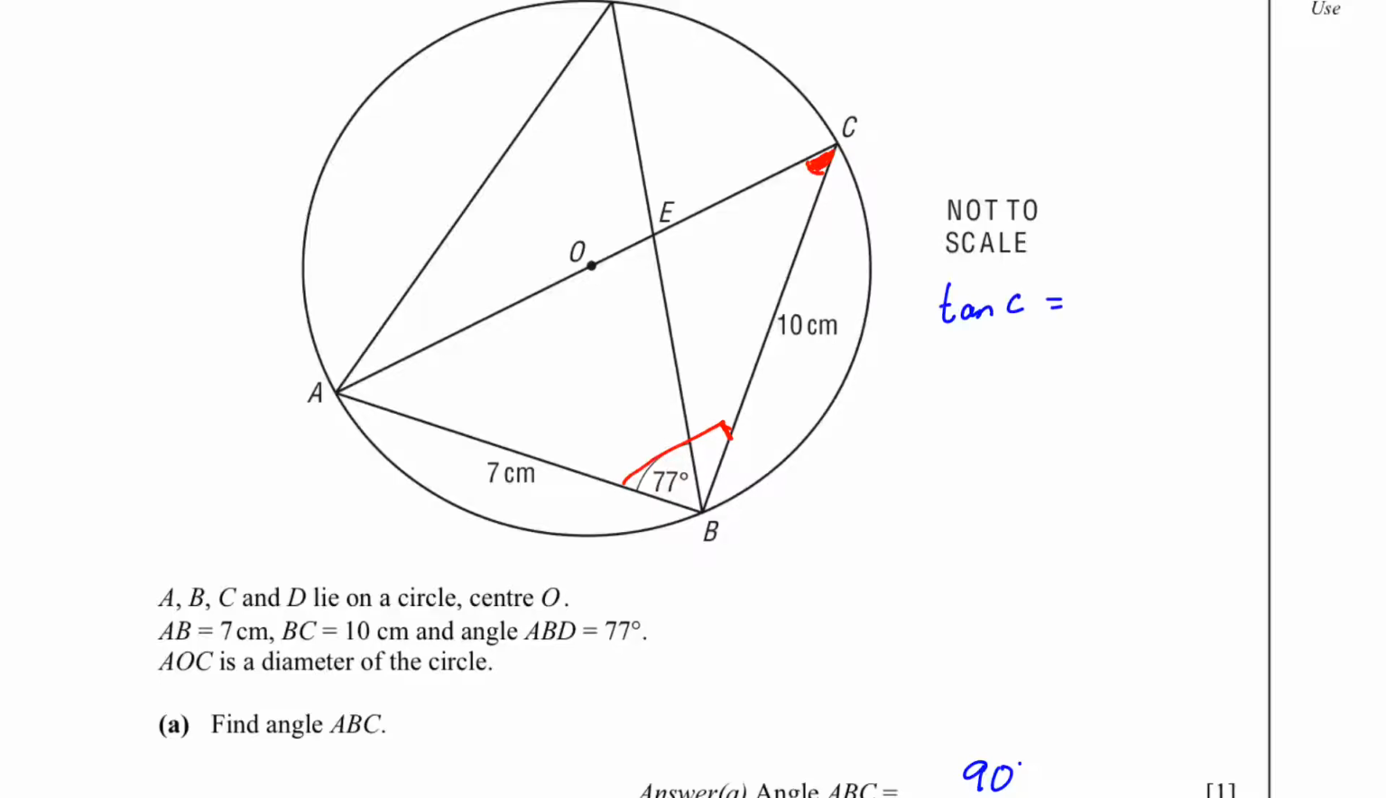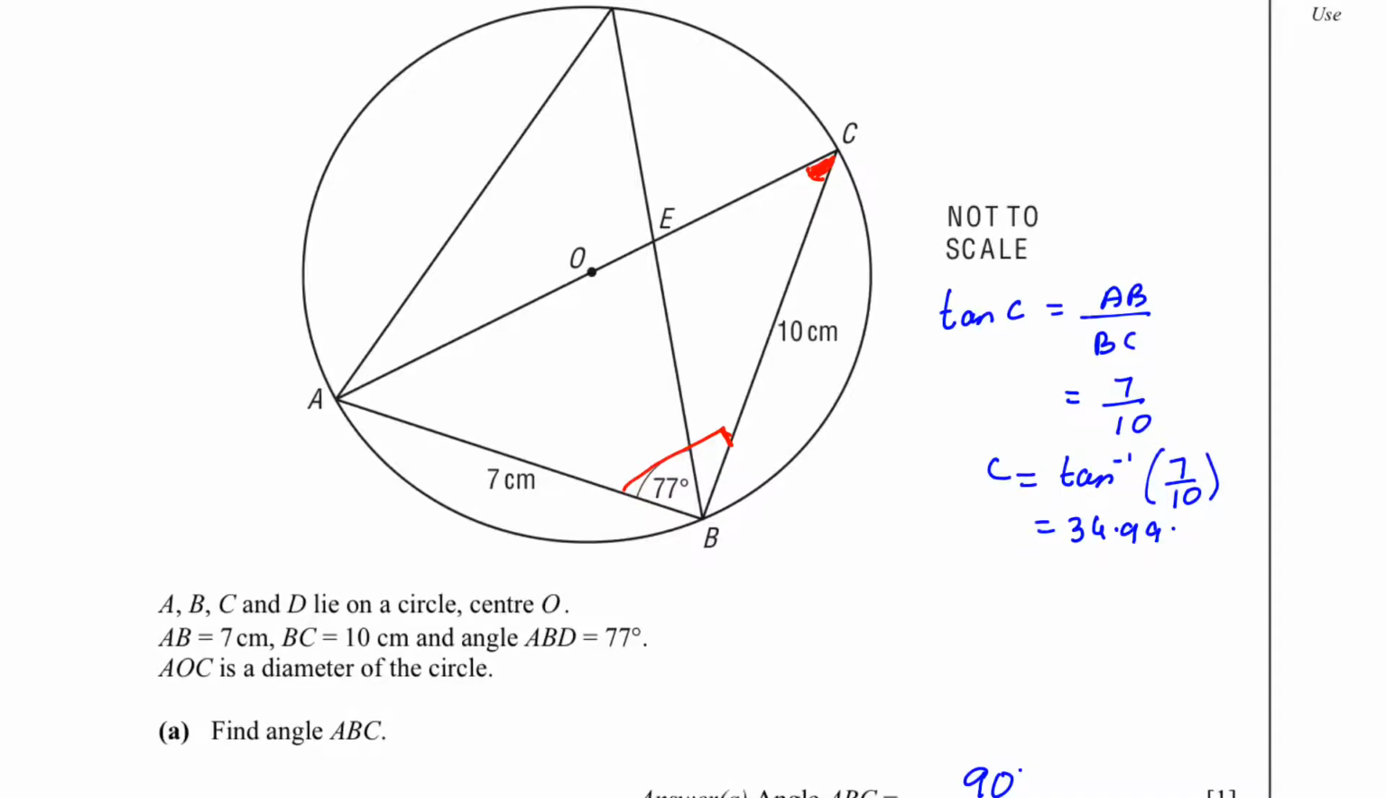So we can write tan C is equal to AB, which is our opposite, over adjacent, which is our BC. 7 over 10. Whenever you want to find an angle and you are using trigonometry, you have to do the inverse. So tan inverse of 7 over 10 will give us 34.99. And when we round this, it will give us 35 degrees. We proved what they wanted us to prove.